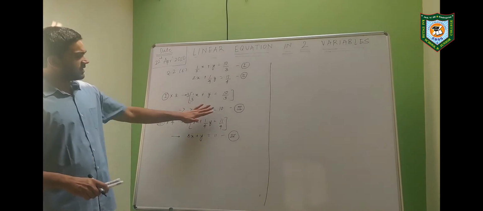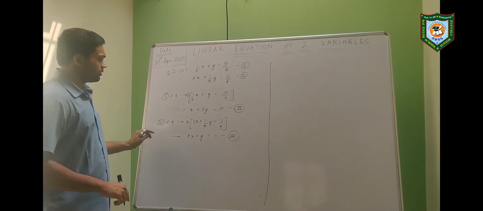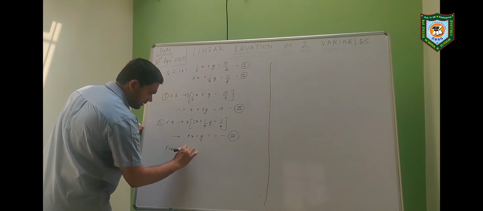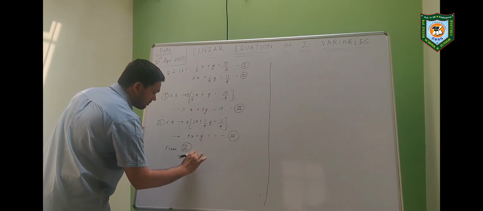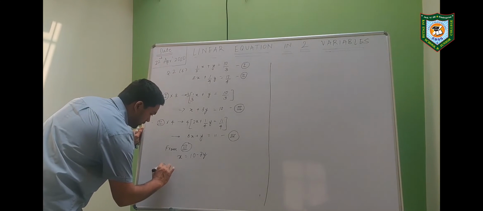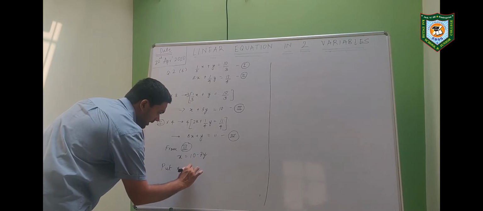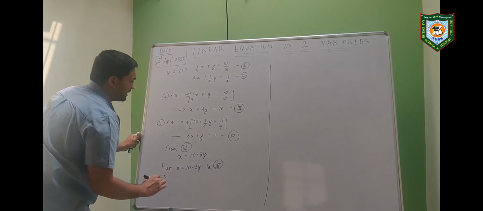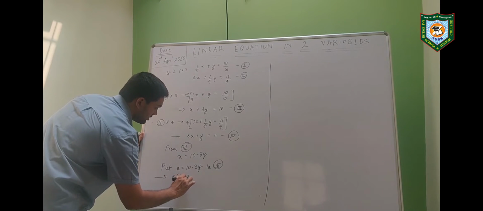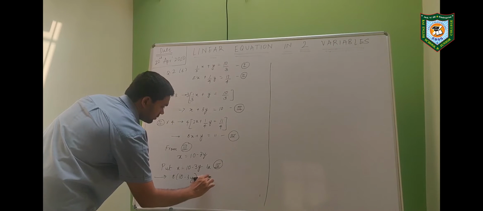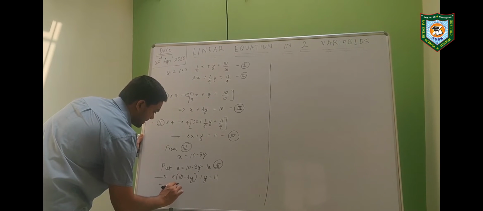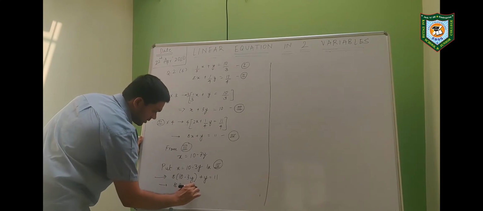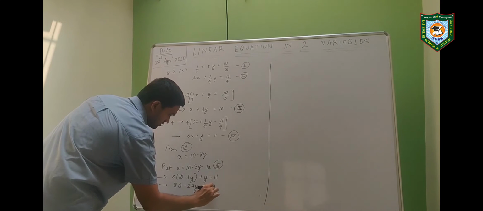Now, once I have received two equations, all I have to do is solve them. In this case, from 3, I have x is equal to 10 minus 3y, and now I'll put x is equal to 10 minus 3y in equation number 4. And therefore, I get 8 times 10 minus 3y plus y is equal to 11. This will come out as 80 minus 8 times 3, which is 24, so minus 24y plus y is equal to 11.